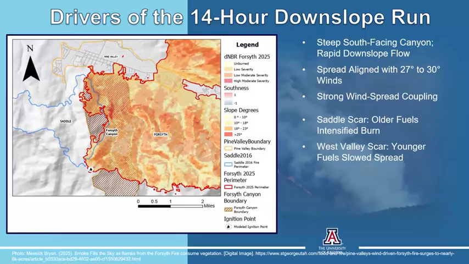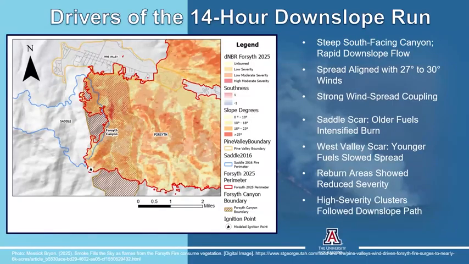In comparison, the younger West Valley scar had lighter fuels that reduced severity and helped limit the eastward spread. Reburn patches within both scars showed the most moderate severity. Overall, the severity maps and cluster patterns, especially the high corridors in the lower canyon, mirror the same downslope pathway, reinforcing how terrain shape, wind alignment, and fuel structure work together to drive the fire's progression.